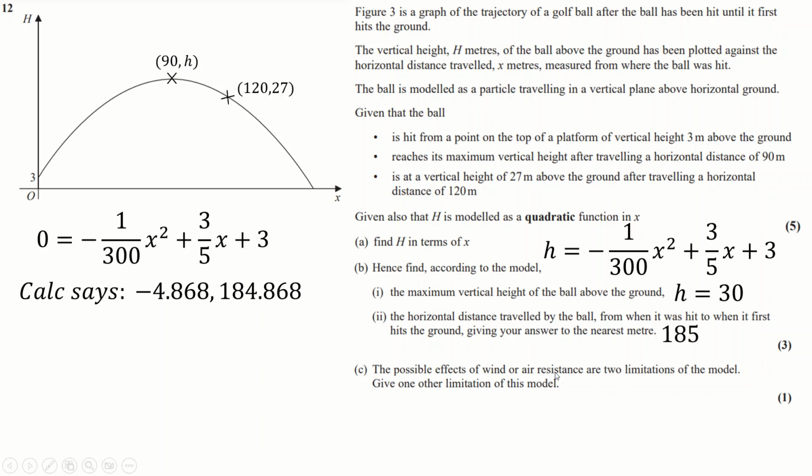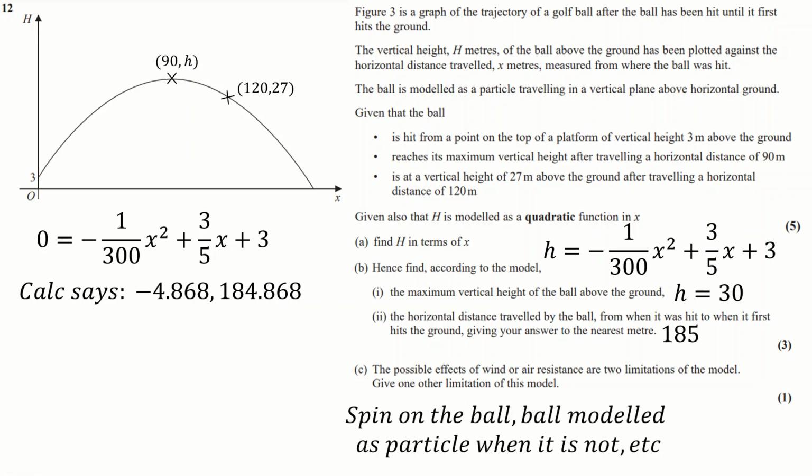And two possible effects, limitations. Another effect would be the fact that you've modeled it as a particle and it's not a particle. It could be spinning. There's lots of things you can say. You'll all have your standard responses to that, I'm sure.